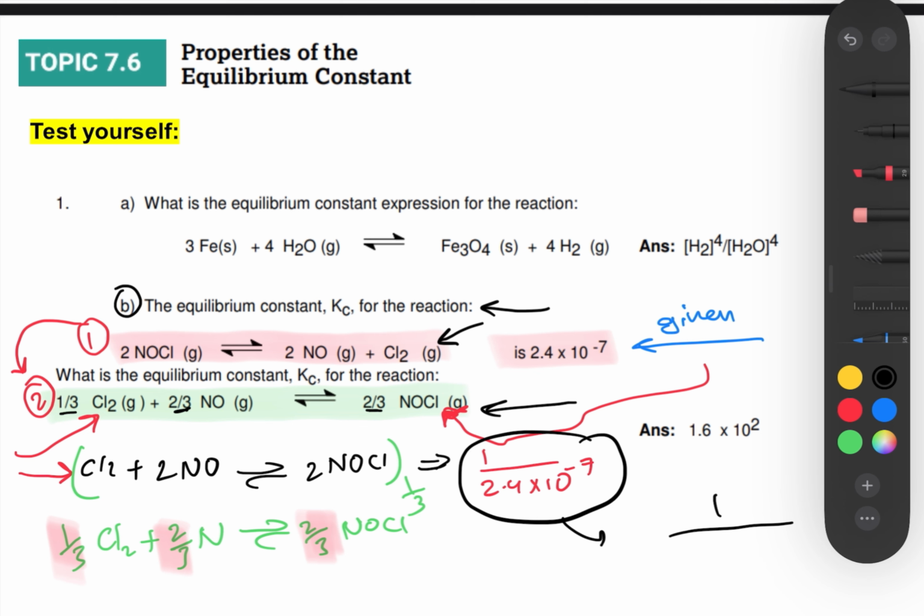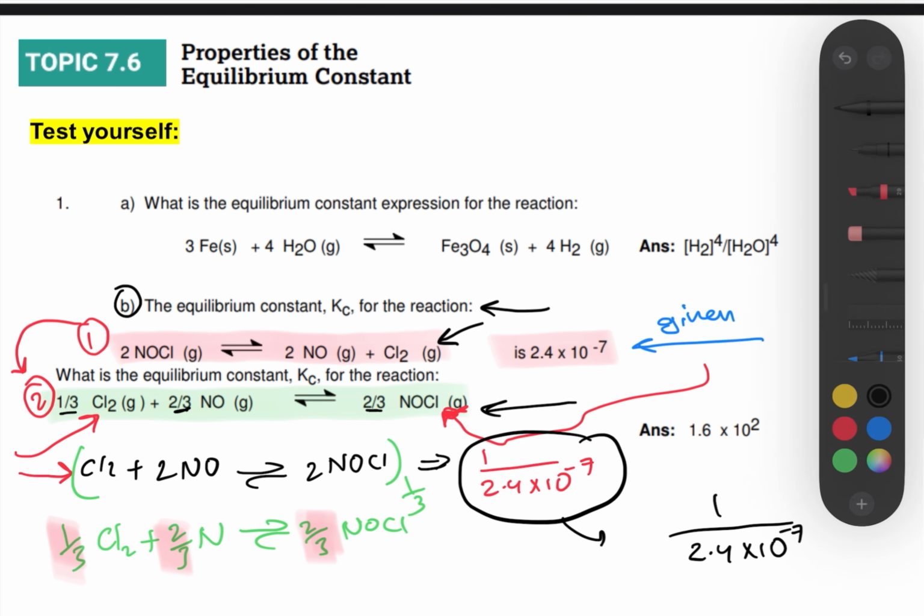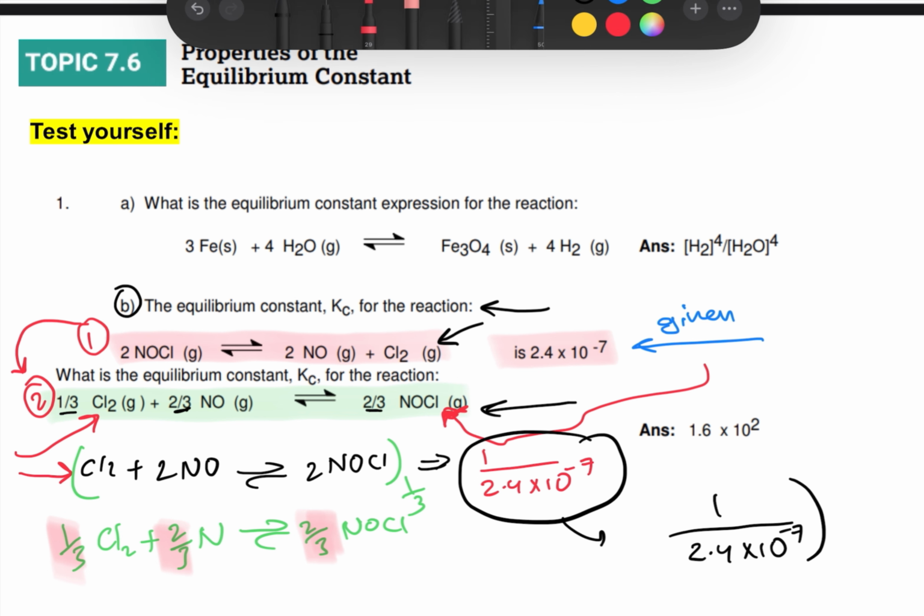1 over 2.4 times 10 to the power negative 7, but it's going to be raised to the power 1/3. In other words, you're going to take the cube root for this equation. And if you do this process in your calculator, you will end up with this answer, which is 160.2, which is the same one as this answer in here.